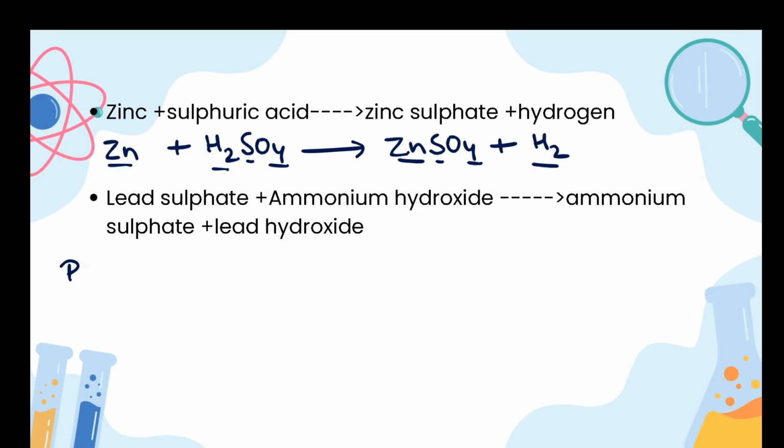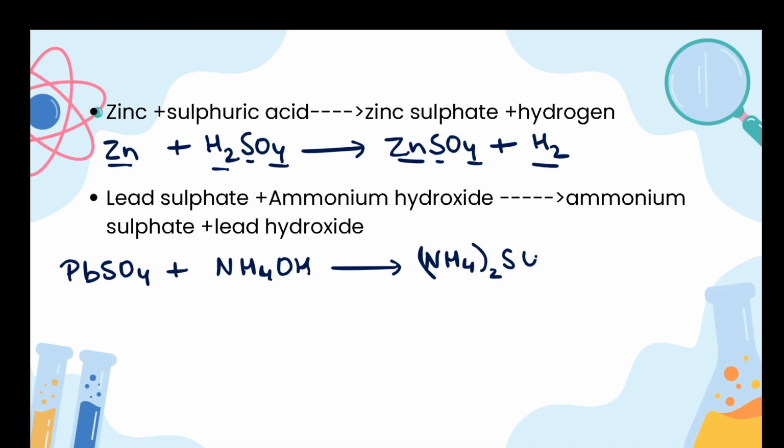Next we have lead sulfate. Lead sulfate is PbSO4. Ammonium hydroxide is NH4OH. It reacts to form ammonium sulfate. Ammonium sulfate is (NH4)2SO4 and lead hydroxide, that is Pb(OH)2. Okay, let's see whether the reaction is balanced.